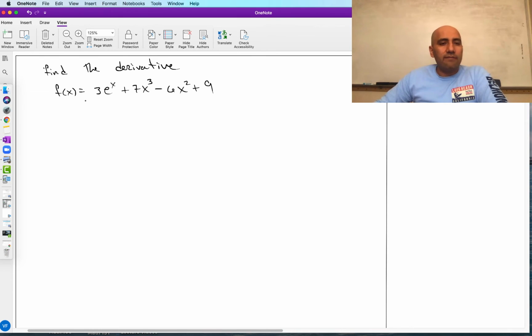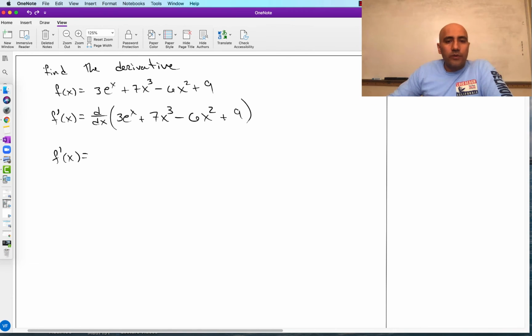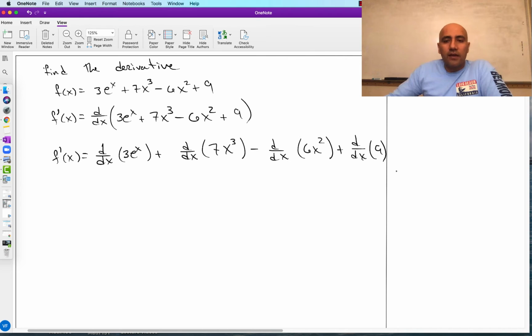Find the derivative of this function, f of x equals 3e to the x plus 7x cubed minus 6x squared plus 9. To find the derivative, f prime of x is equal to the derivative with respect to x of all of this: 3e to the x plus 7x cubed minus 6x squared plus 9. We know we can separate these, so this becomes the derivative with respect to x of 3e to the x, plus the derivative with respect to x of 7x cubed, minus the derivative with respect to x of 6x squared, plus the derivative with respect to x of 9.